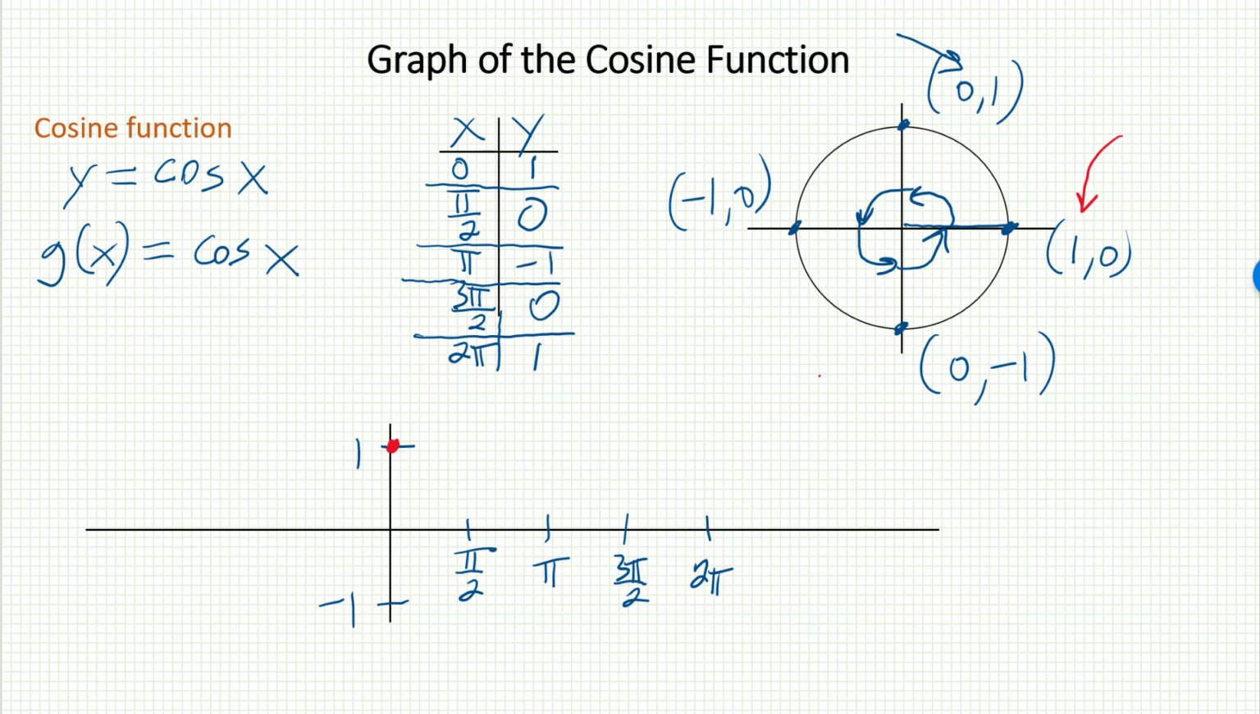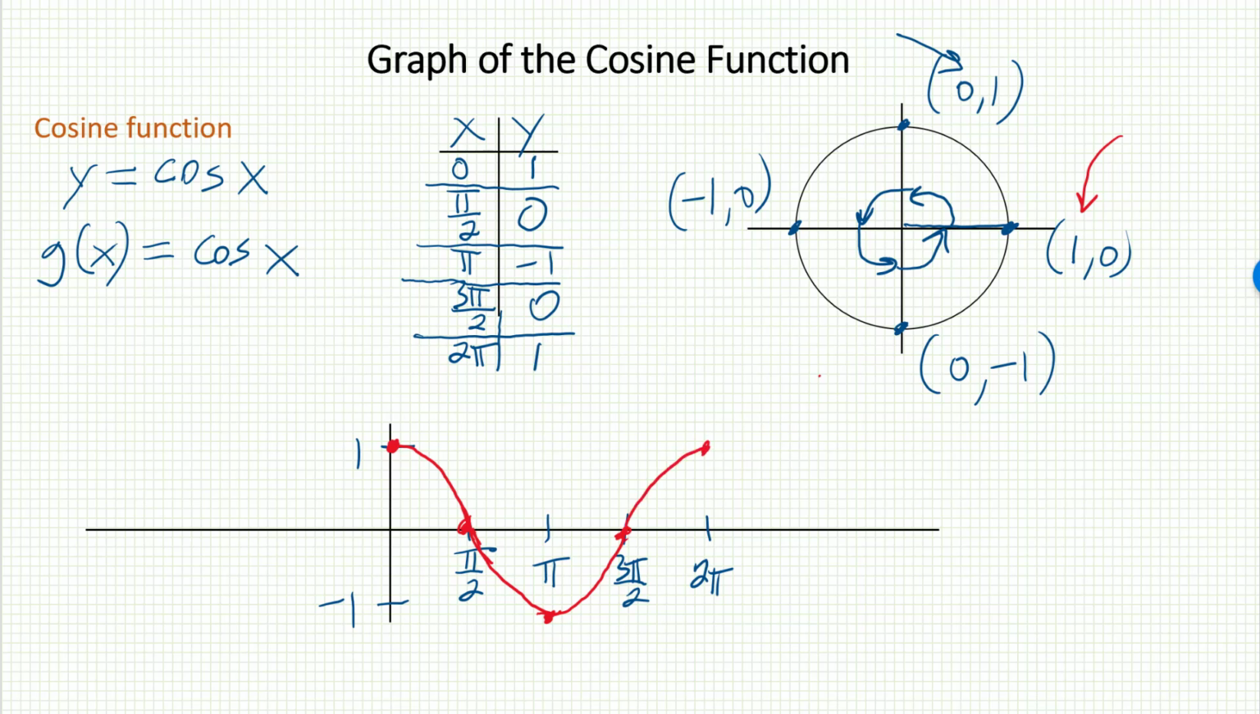The a coordinate then goes down until it hits 0 at pi over 2. From there it goes into the negatives. By pi I'm at -1. 3 pi over 2 back up to 0, and then 2 pi is back up at 1.